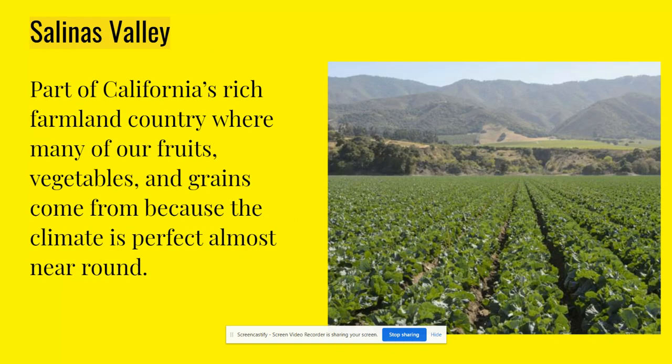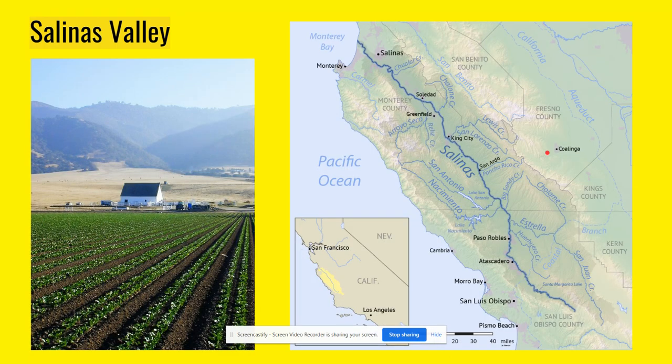So the Salinas Valley is part of California's rich farmland country. It's where many of our fruits, vegetables, and grains still come from, because the climate is almost perfect year round for growing crops. So here's a picture of the farmland in the valley, and these in the back are the Gavilan Mountains. Pretty beautiful, actually. Another picture of a farm.